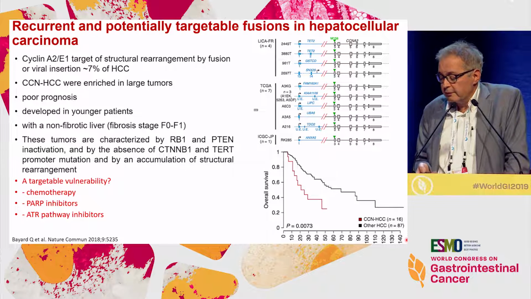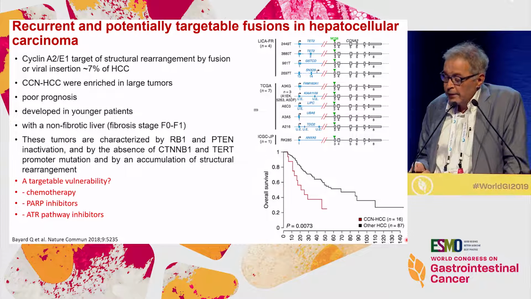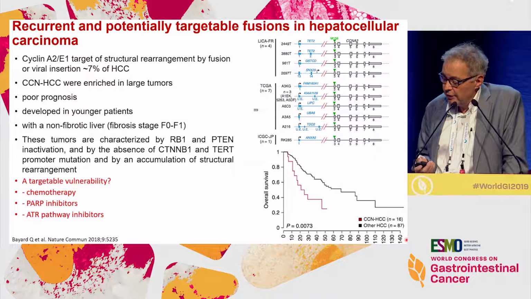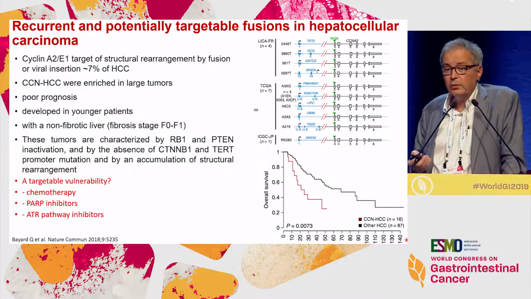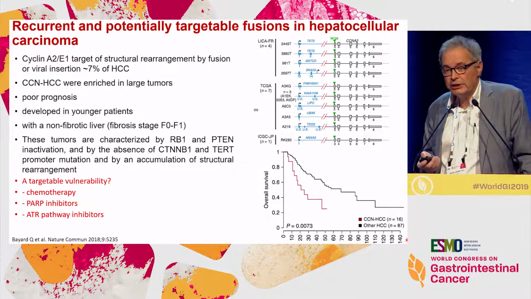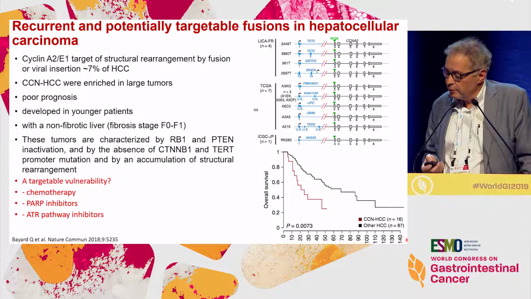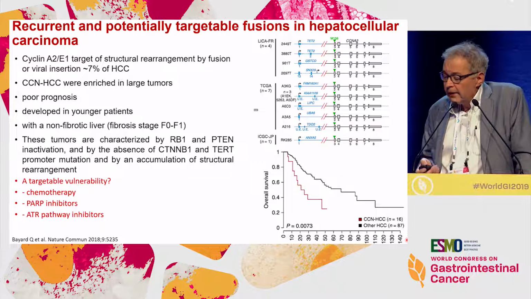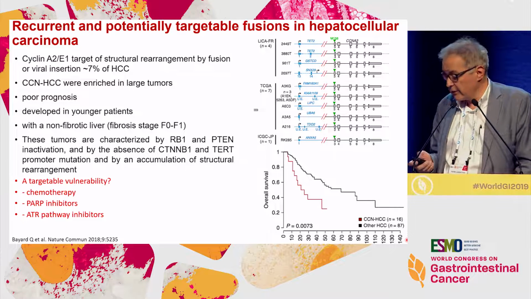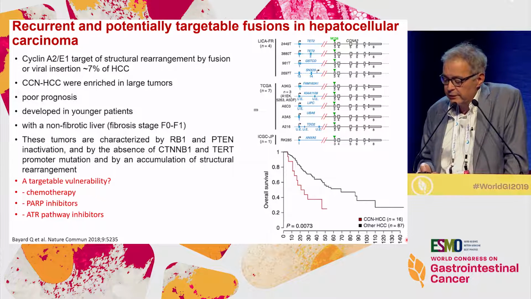These tumors develop in younger patients and also in non-cirrhotic liver. And it's important, these tumors are characterized by an inactivation of the RB1 and PTEN genes, and also by the absence of the most frequently mutated genes, beta-catenin and the mutation in the promoter of the TERT gene, leading to the hypothesis that these fusion genes are in fact driver fusion genes for this subtype of hepatocellular carcinoma.